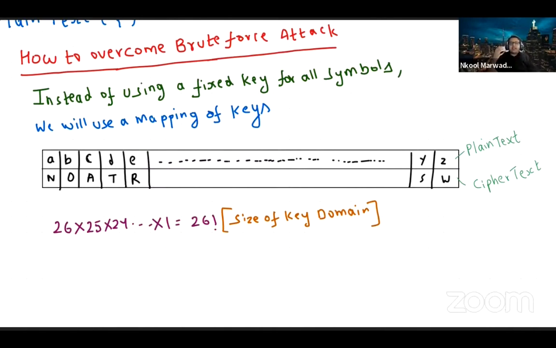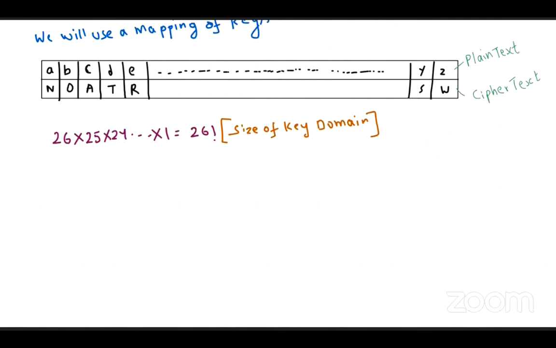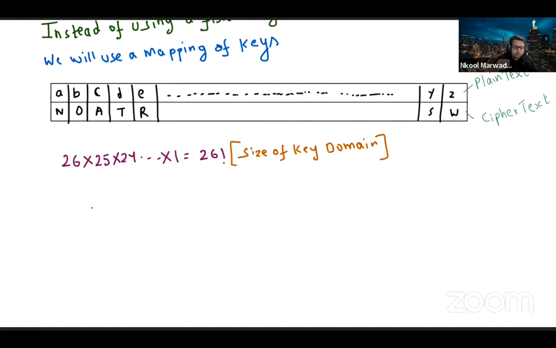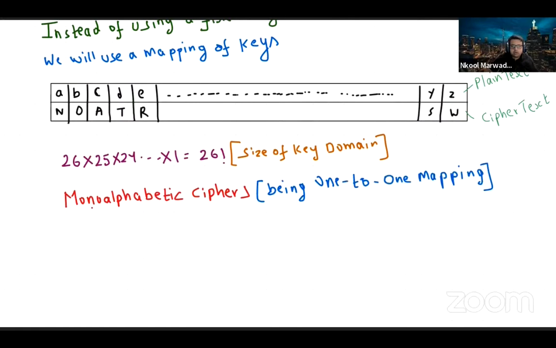So monoalphabetic ciphers can be safeguarded from the brute force attack only when we use this mapping technique. For monoalphabetic, this is the only way to protect it from brute force attack. And unfortunately, monoalphabetic ciphers will always remain vulnerable to statistical attack, because in this method also the frequency is preserved. Being one-to-one mapping, they are always vulnerable to statistics.